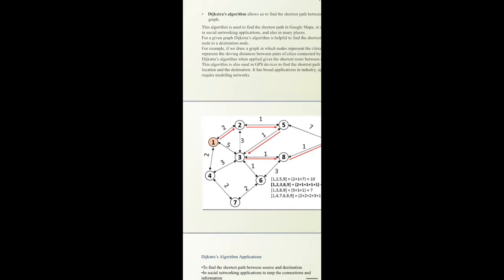Again we want to move from 1 to 9. First of all, there are three vertices adjacent to 1. The first adjacent vertex is 2, the second one is 3, and the third one is 4. Then we will choose the shortest length, which is 2. Now from 1 to 2 is 2, and from 1 to 4 is 2. Right? So I will choose 1 to 2, which has weight 2.